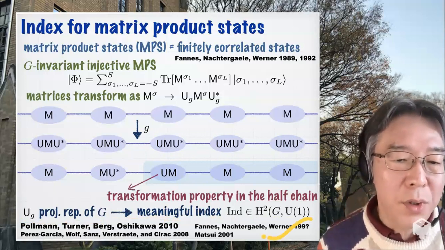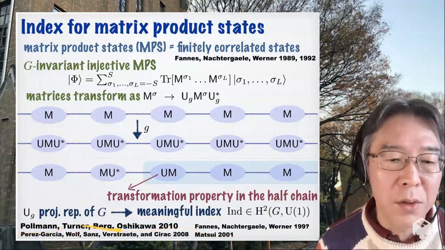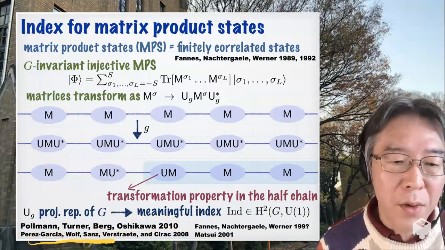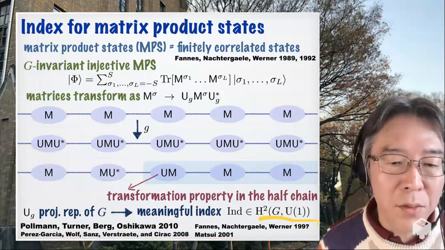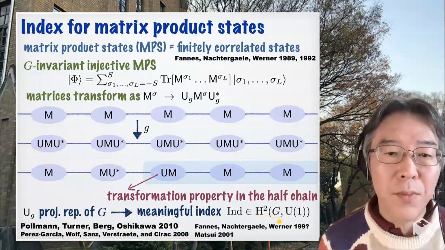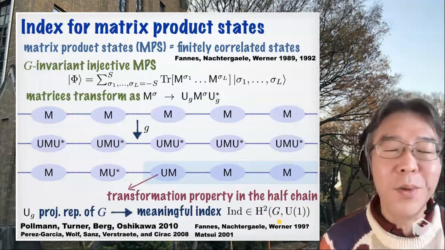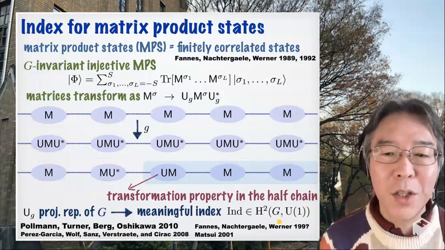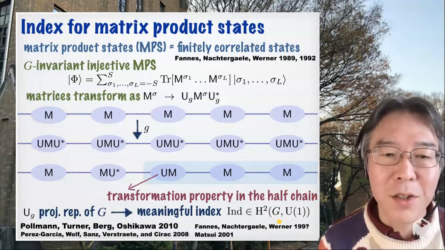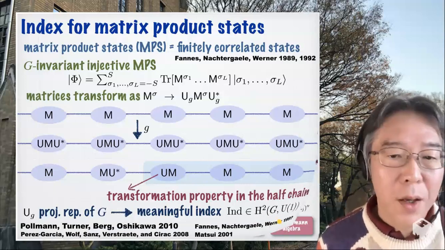This very important observation was made back in 2010 by Pollmann, Turner, Berg, and Oshikawa. There are very important related earlier works too. Okay, so as for injective matrix product states, we do have the desired indices. Very good.